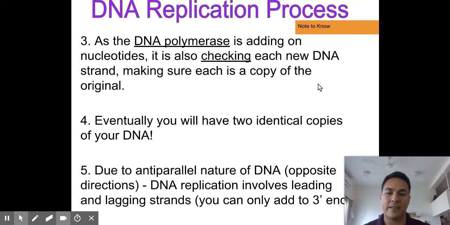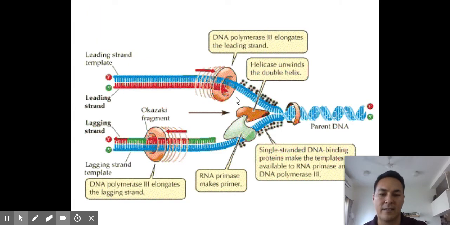So as the DNA polymerase is adding, it's also checking it. You're going to get two identical copies of DNA. It's going to conserve one strand. It's called semi-conservative replication. So here's the blue. That's the parent DNA. Let's pretend that we're making more skin cells, right? You shed skin cells every day.